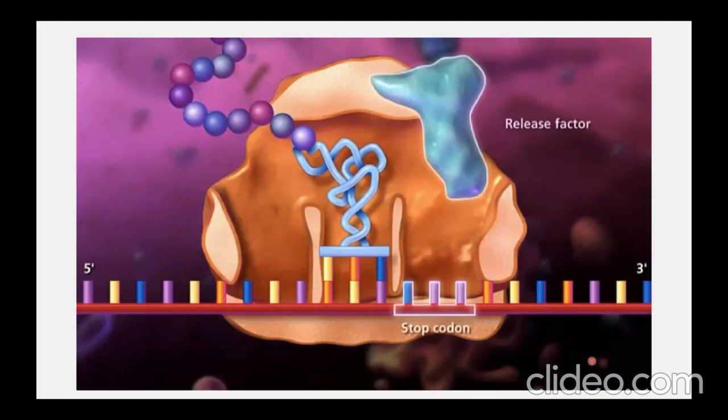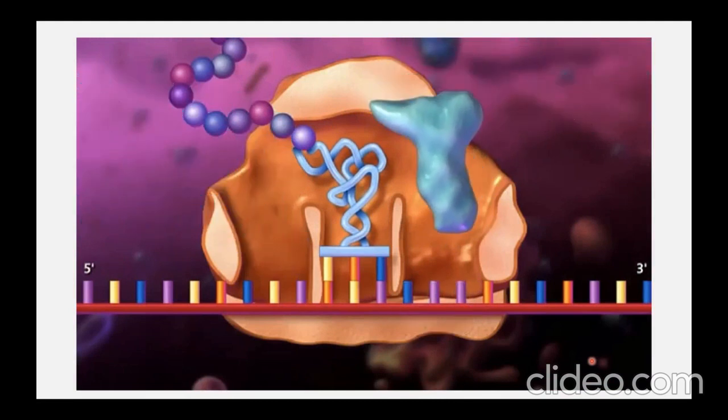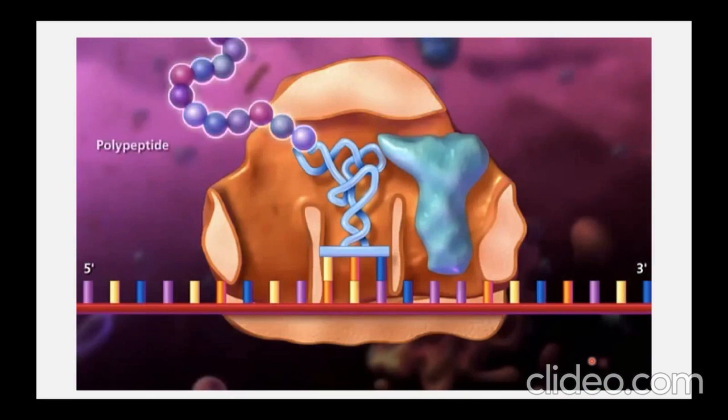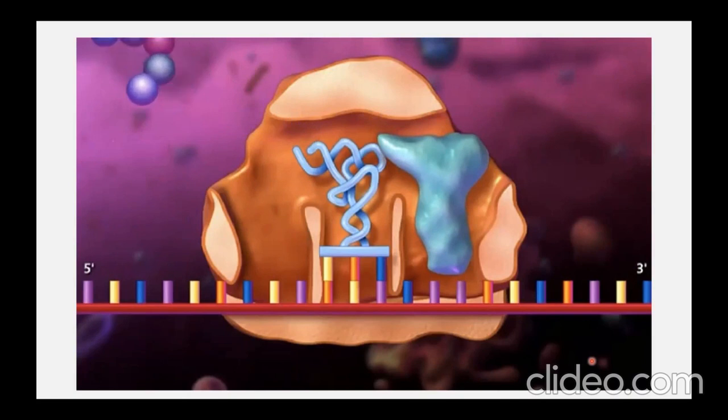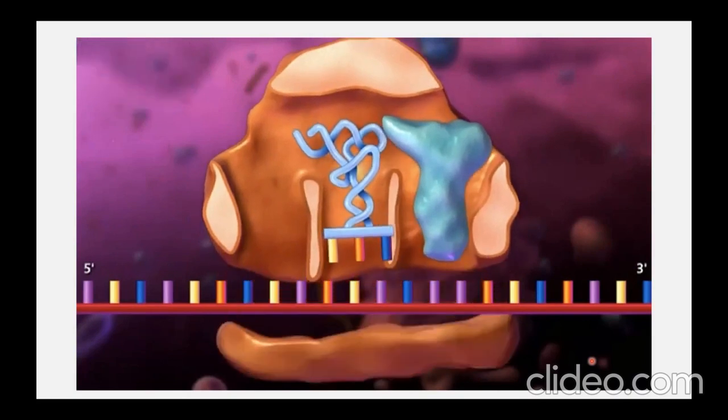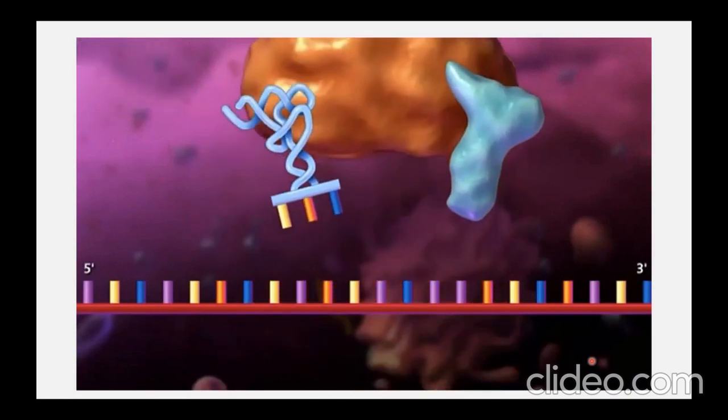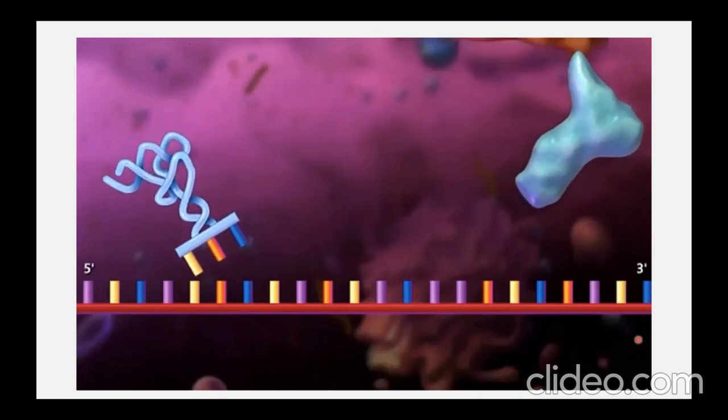A release factor binds to the A site at a stop codon, and the polypeptide is released from the transfer RNA in the P site. The entire complex dissociates and can reassemble to begin the process again at initiation.